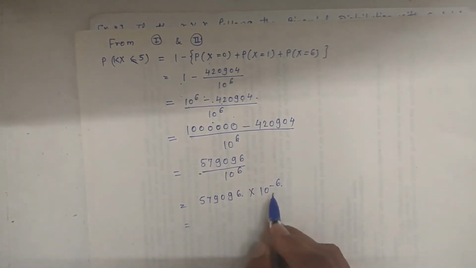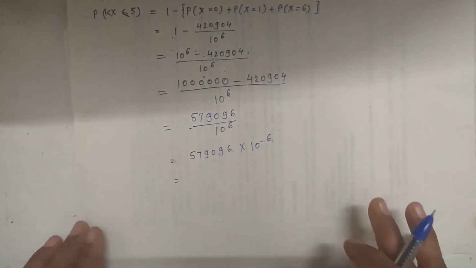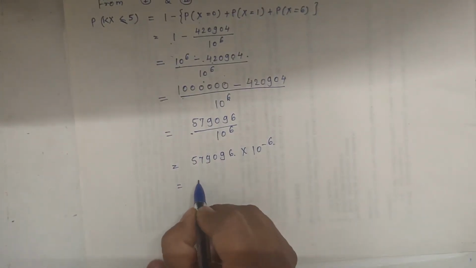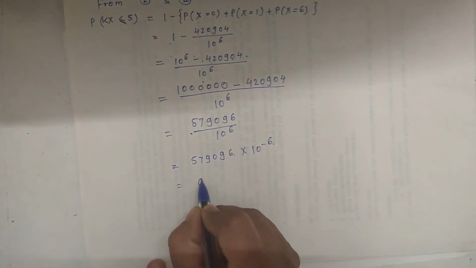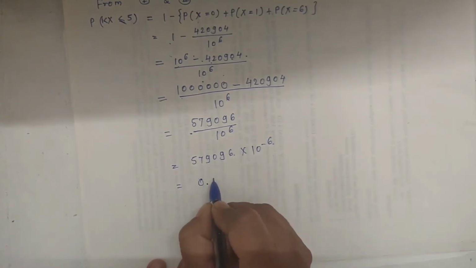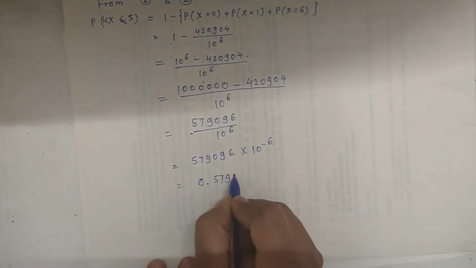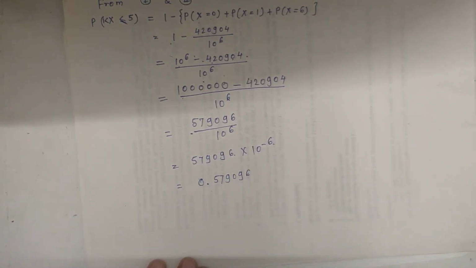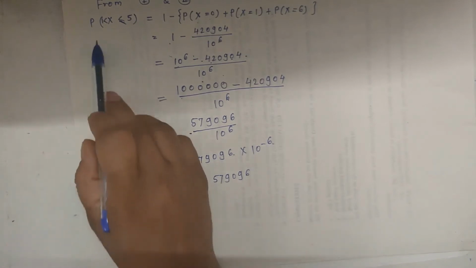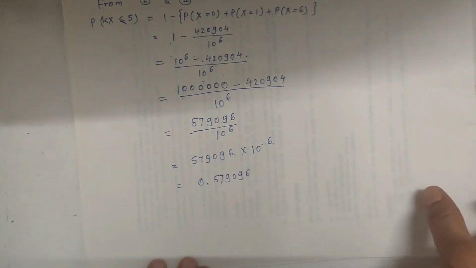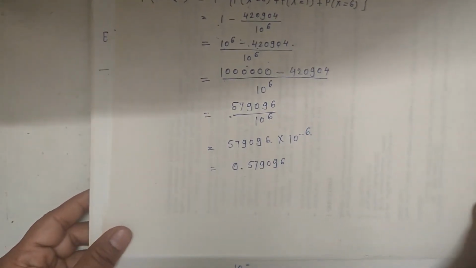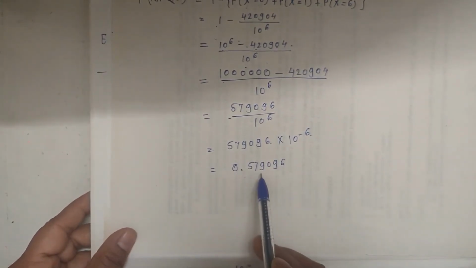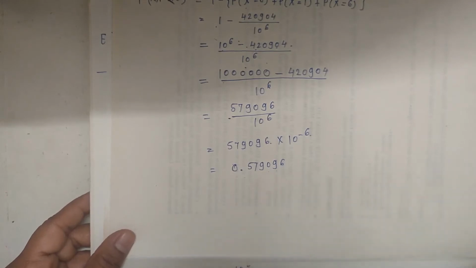This is equal to, now in decimal form, counting 1 2 3 4 5 6 places, taking the decimal point, 0.579096. This is the answer for the probability of x lying between 1 and 5. So write here 0.579096.